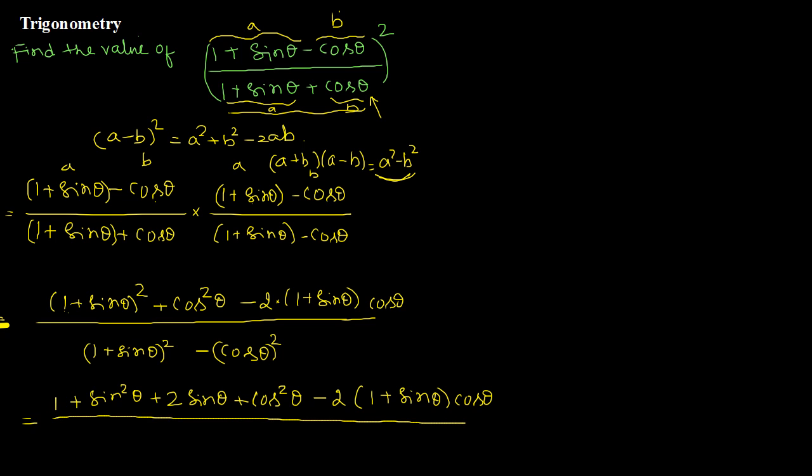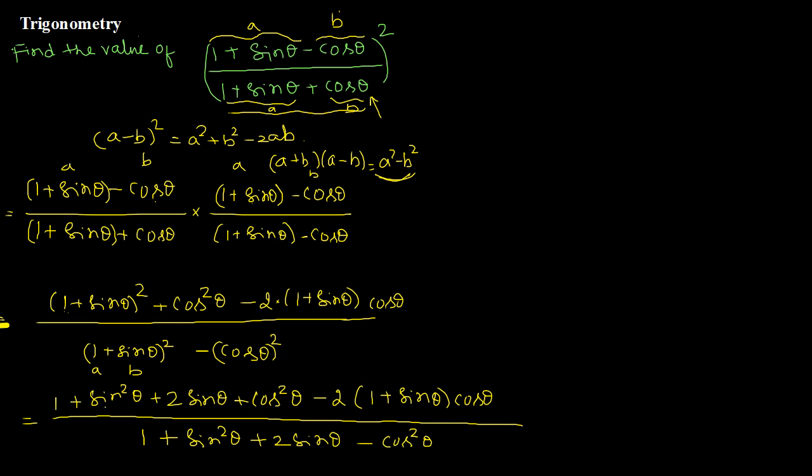Divided by, I have a² minus b², which is a square. Here again I can use (a + b)², which is 1² plus sin² θ plus 2ab, plus 2 sin θ, minus cos² θ. So that's what we have. We will see what happens with that.